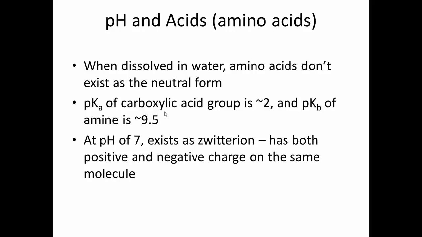There are two ends to each amino acid, a carboxylic end and an amino end, and the pKa of the carboxylic acid group is around 2, while the pKb, or the basicity constant of the amine, is around 9.5. And if we're at a pH of 7, which certainly you would be if you were in a cell cytoplasm, the amino acid will exist as a zwitterion, so it'll have both positive and negative charges on the same molecule.